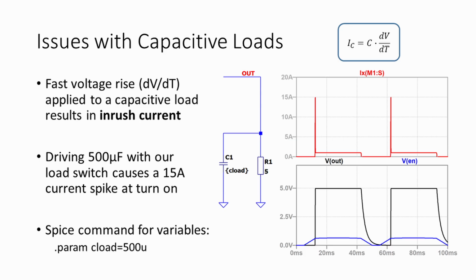For the load switch we've designed so far and the 500 microfarad load, the spike hits 15 amps of current every time the switch is turned on. Uncontrolled inrush will stress the switch itself and can also cause upstream problems on the power bus. The input voltage can droop, affecting other devices, or even trigger undervoltage responses. It's not great for noise either.